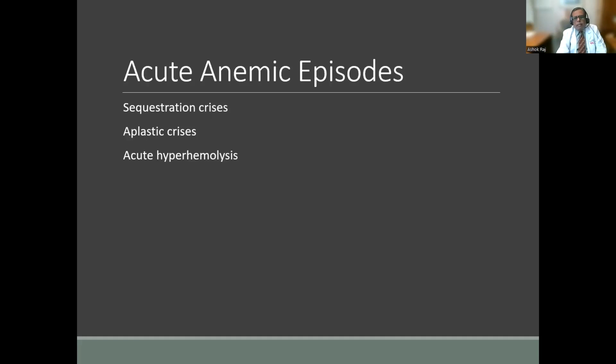Acute anemic episodes that happen in sickle cell disease are of three types. You can have either sequestration crises, aplastic crisis, or acute hyperhemolysis. Today I'll be covering the sequestration crisis and aplastic crisis. Acute hyperhemolysis is more, there could be a small percentage of patients who have G6PD deficiency, but the vast majority have actually the more severe sickle cell phenotype.